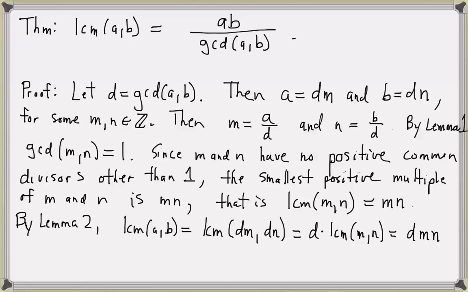Just to make it look exactly like the formula in the theorem, I'm going to add an extra factor of D to this expression, and I'm going to divide by D. Now if I replace DM with A and I replace DN with B, this looks exactly like the formula that we wanted: AB divided by the greatest common divisor of A and B.